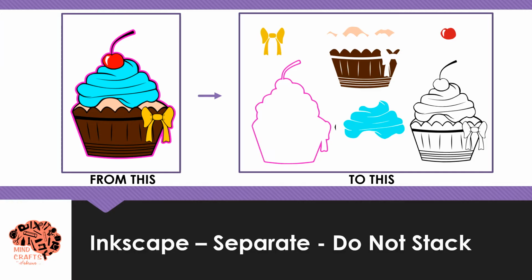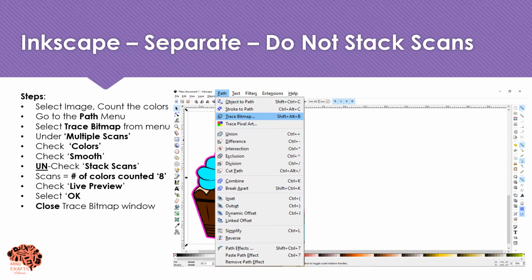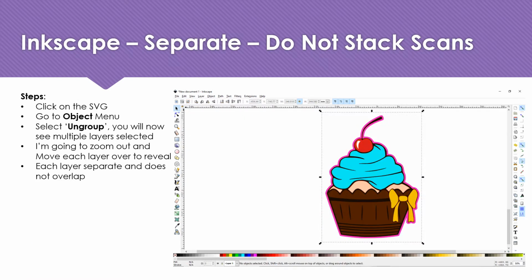So we are going to do a separate scan, or a do not stack file. Again, in Inkscape, we're going to count our colors and then go to Path, Trace Bitmap. Down in the multiple scan section, we're going to select colors, smooth, but this time we are going to uncheck the stacked scans button. Again, remove your background if you need to, and your scans should equal the number of colors, which again is 8. So I'm going to select OK.